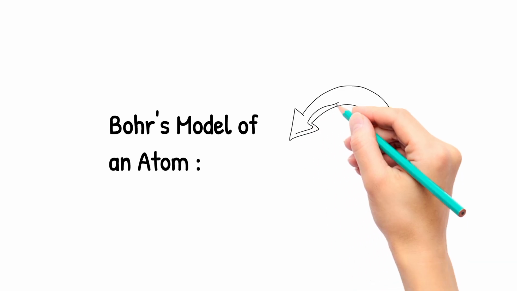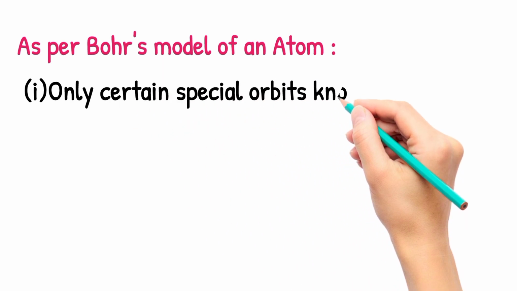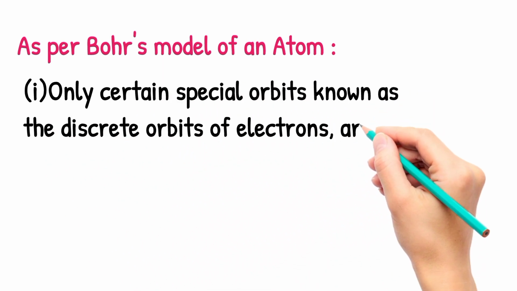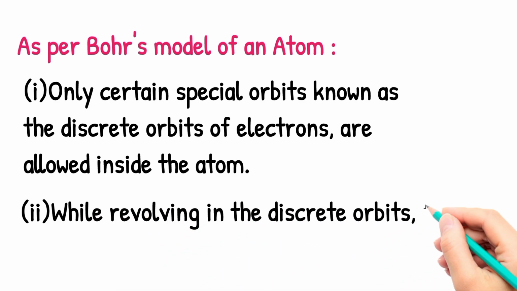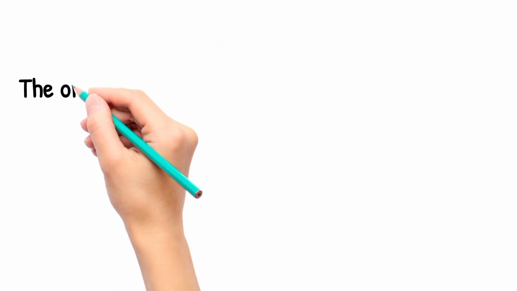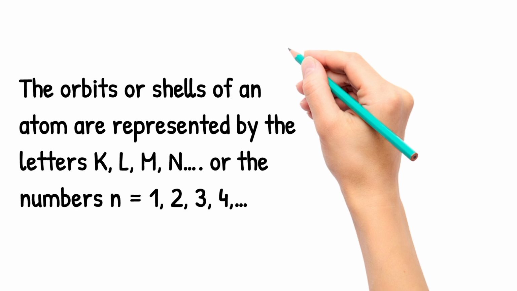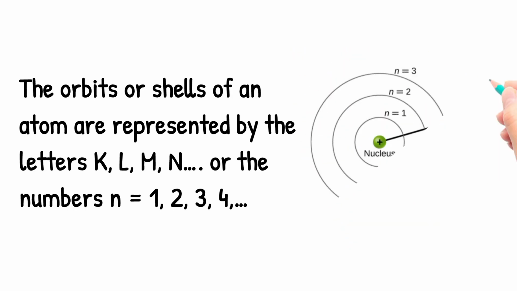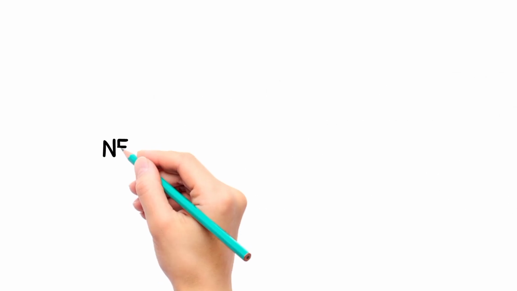Next is Bohr's model of an atom. As per Bohr's model of an atom, only certain special orbits, known as the discrete orbits of electrons, are allowed inside the atom. Secondly, while revolving in the discrete orbits, the electrons do not radiate energy. The orbits, also known as shells of an atom, are represented by the letters K, L, M, N or the numbers 1, 2, 3 and so on.